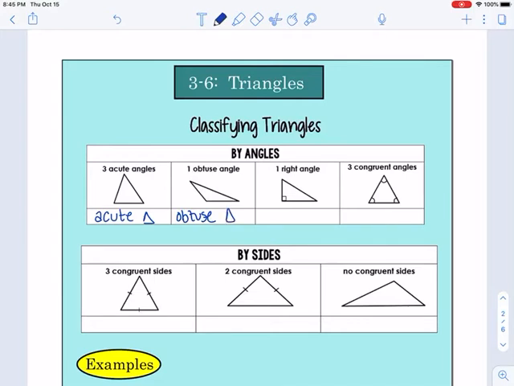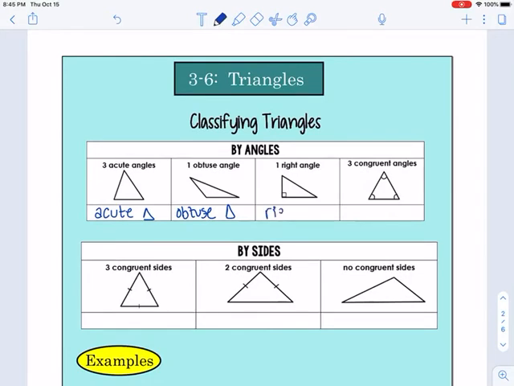You can't have more than 1 obtuse angle in a triangle. An obtuse angle is greater than 90. Even if it was 91, and you had another angle that was also 91, just 2 angles of the triangle would be more than 180. So again, you can't have more than 1 obtuse angle in any triangle. So an obtuse triangle just has 1 obtuse angle. One right angle would be a right triangle.